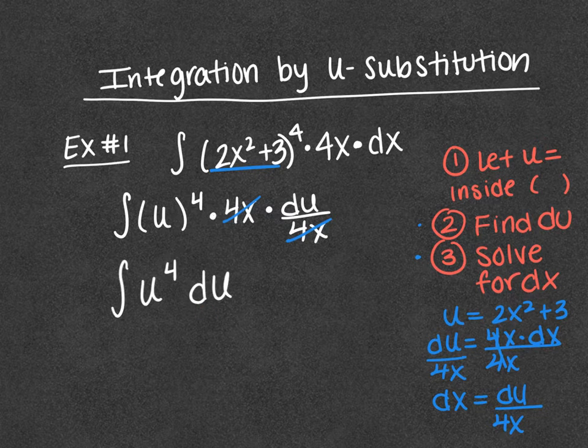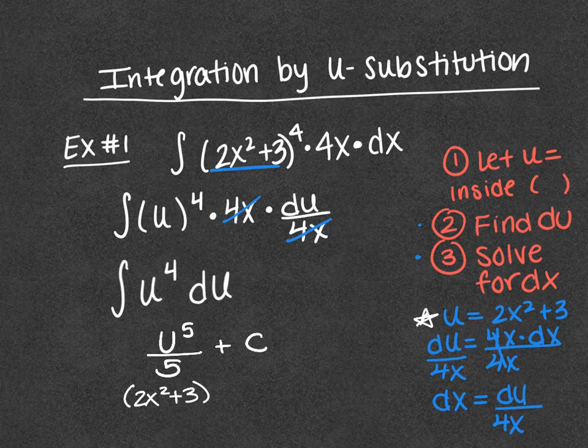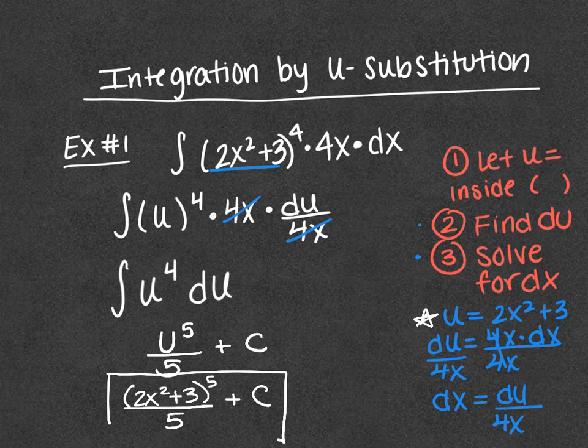So now we want to integrate like regular. Like normal, we add 1 to the power, u to the fifth, divided by that power, plus c. Then for the final answer, all we have to do is put back what we let u equal. So we let u equal 2x squared plus 3. We raise that to the fifth, divided by 5, plus c. This is my final answer. Perfect. Let's try another one.